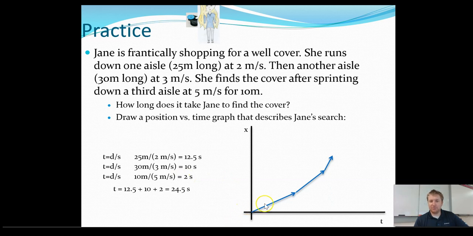And there it is. And so we kind of have this nice choppy, almost exponential graph here as she got faster and faster and faster. Slope of 2 meters per second, 3, and 5.